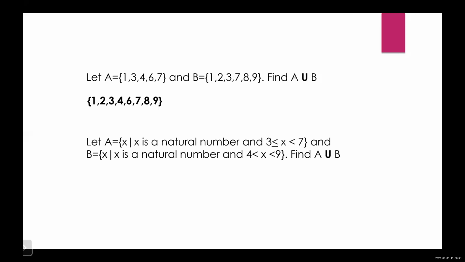The second question is: let set A be the set of x such that x is a natural number and 3 is less than or equal to x less than 7, and B is equal to the set of x such that x is a natural number and 4 is less than x less than 9. Find A union B. Emmanuel, can you give me the answer?